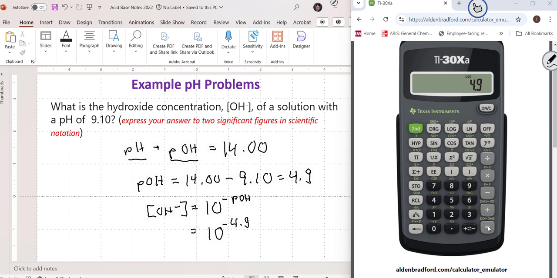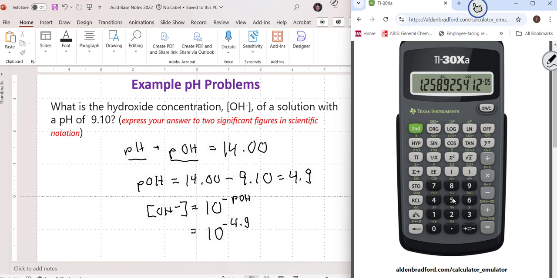Well, I already have 4.9 in the calculator, and I'm just going to change the sign by using this plus or minus key here. So now we have minus 4.9, and now I want to use this 10 to the x button. So I'm going to hit the second function, and that gives me the 10 to the x function, and so we'll hit that. And this gives me the answer in standard notation. I want this in scientific notation, so I'm just going to hit the second button again and go to scientific notation. And that gives me the answer in scientific notation.